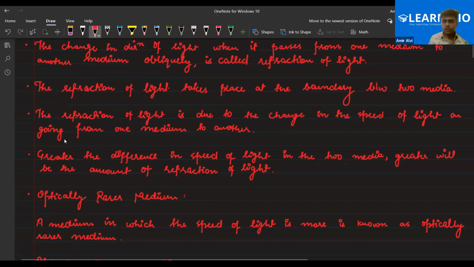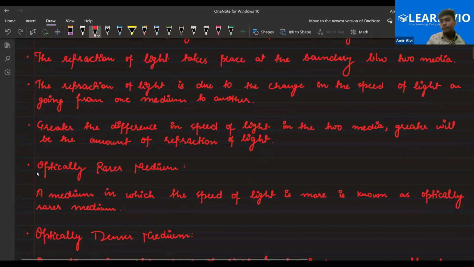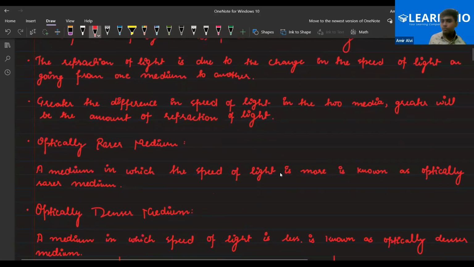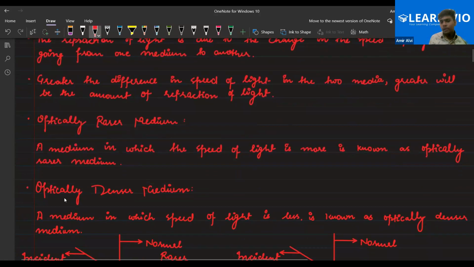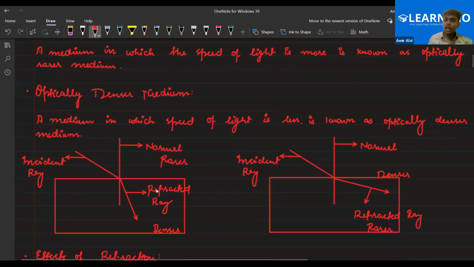Now, refraction of light depends on the medium as well. We are going to classify the media into two broad categories. Optically rarer medium is one in which the speed of light is more, and optically denser medium is one in which the speed of light is less. Clear? Now let's understand how the ray behaves when it goes from rarer to denser or denser to rarer.